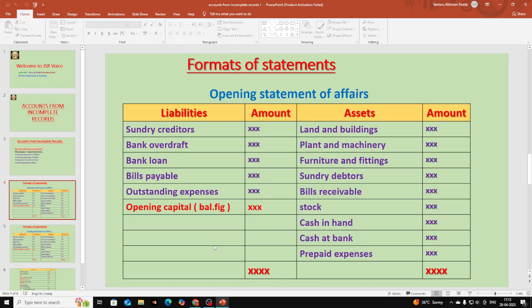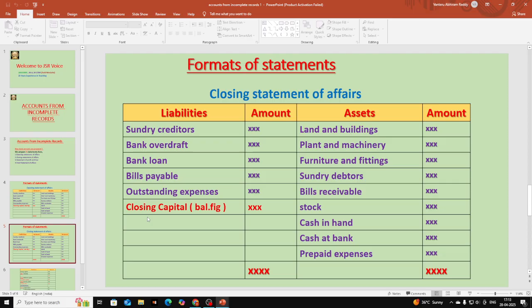Hope this is clear, students. In case of any doubts you can mention in the comment box so that I will reply and clarify your doubts. Opening capital also is called capital at the beginning of the year. Remember this point also. Let us go to the second statement format.